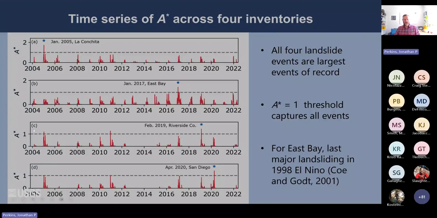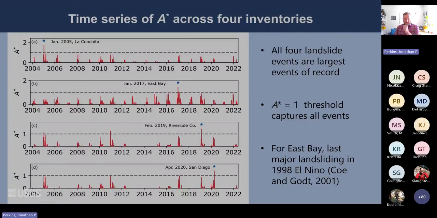And you can see in the Riverside record there are a few other examples where things went above threshold. This was the same storm as La Conchita, the January 2005 storm. And this is an event in 2011 where we don't have landslides mapped, but there were reports of distributed landslides in eastern Riverside County, for what it's worth. So I don't think that's a false positive, but I don't know for sure.